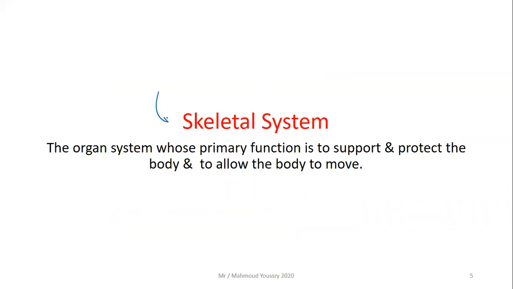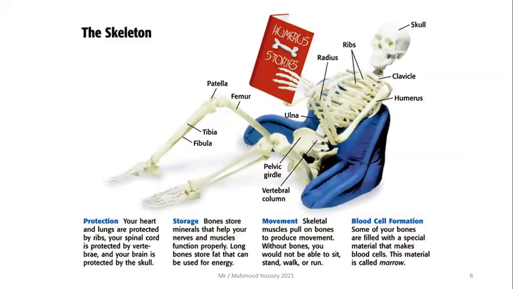So what is the definition of the skeletal system? This is the organ system whose primary function is to support and protect the body and allow the body to move. Here are different parts of the skeletal system.